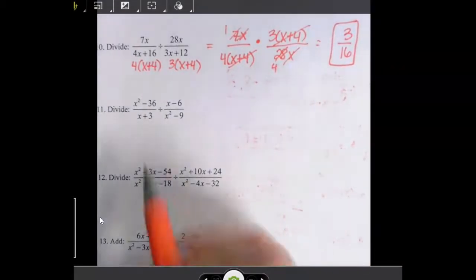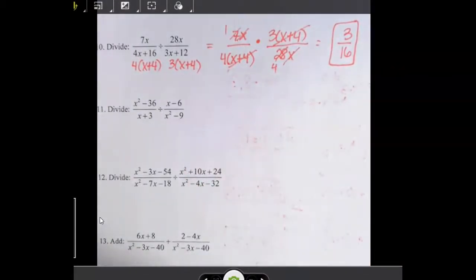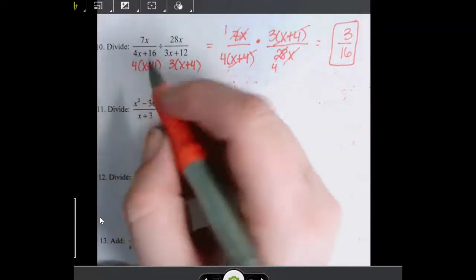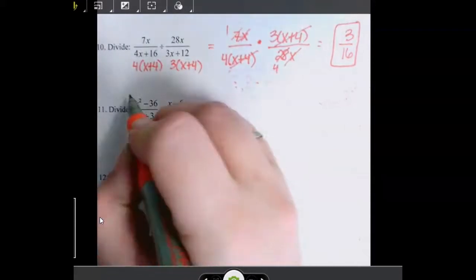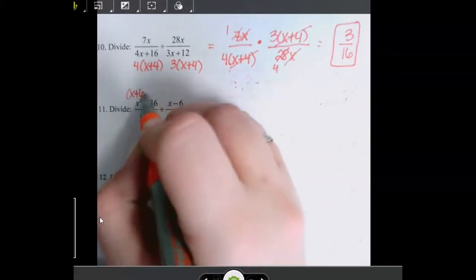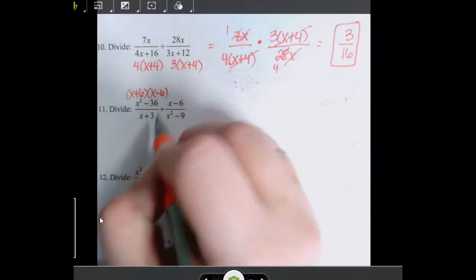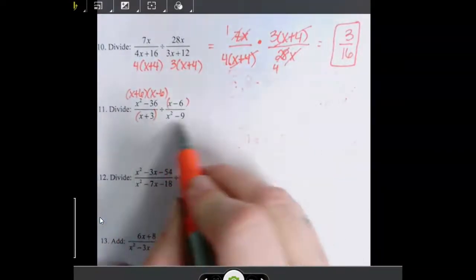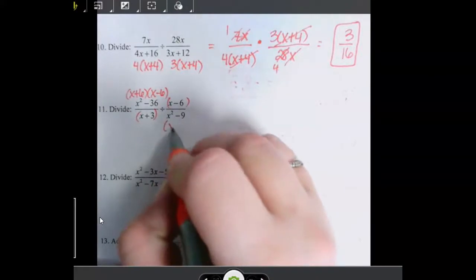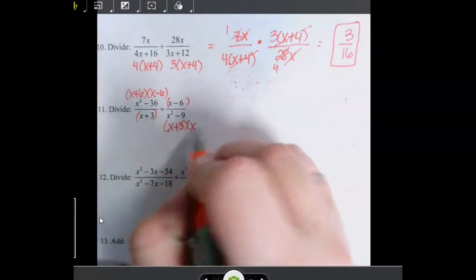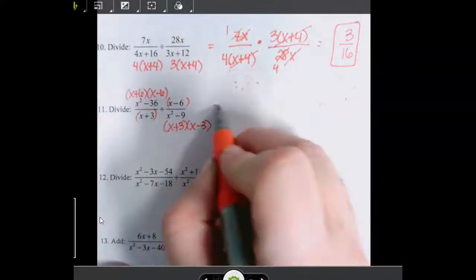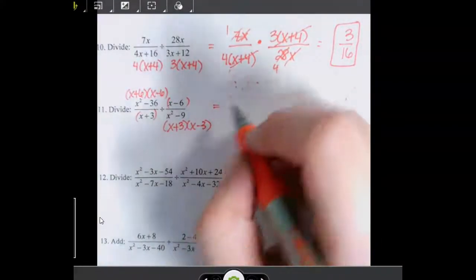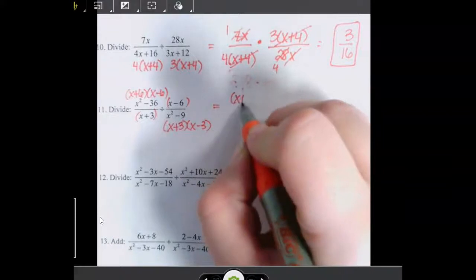Okay, for number 11, we're looking at another difference of squares pattern here. So I could factor that into x plus 6, x minus 6. X minus 3 will stay as it is. X minus 6 will stay as it is. Here's another difference of squares. X plus 3, x minus 3. Okay, so again, I would list my excluded values if I'm asked to give them.